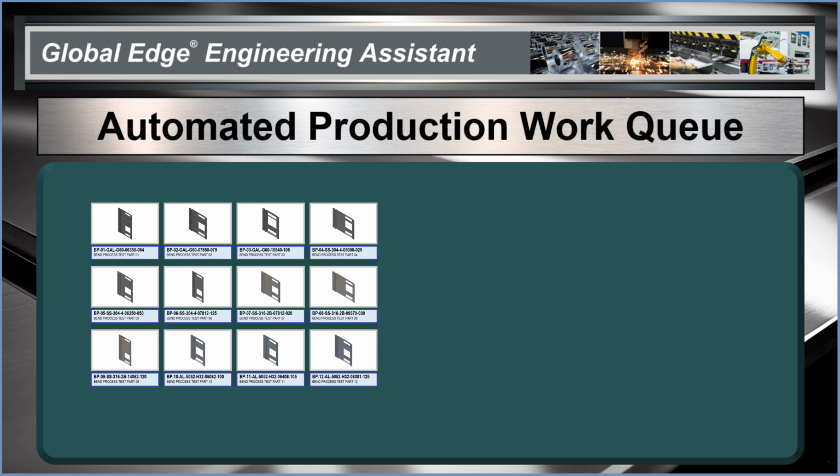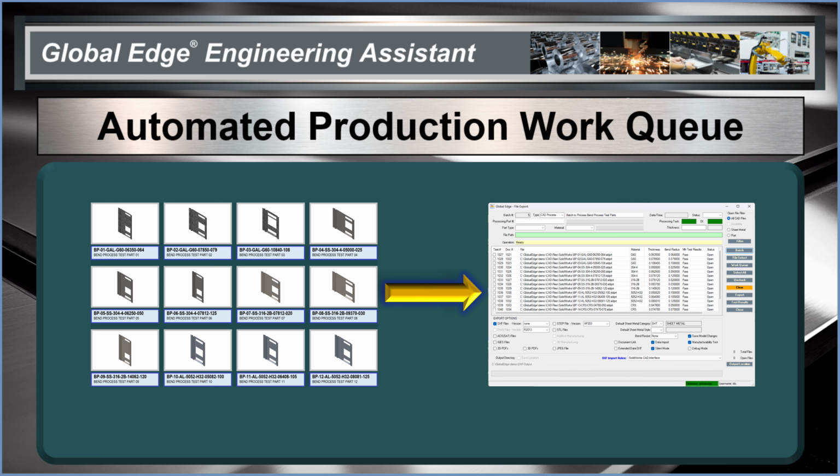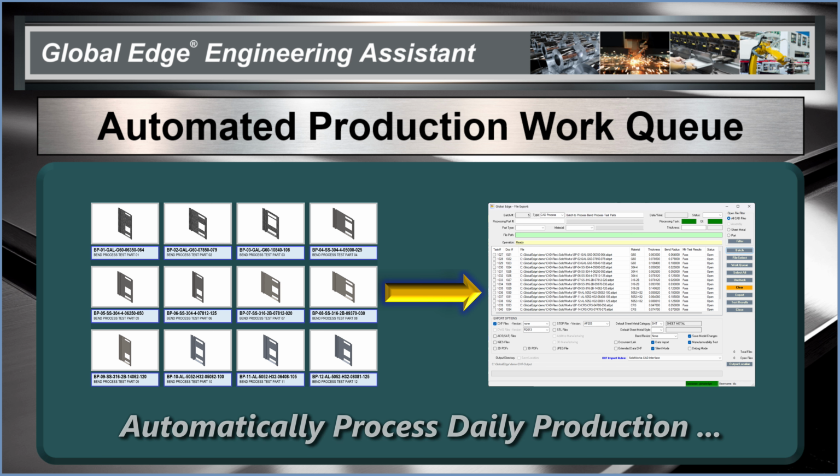The automated production work queue allows you to queue up your CAD models for processing, and optionally integrates with your ERP and MES systems, to process production without human intervention. As your daily orders are queued up, the software automatically matches each part with the proper bend process. As the Global Edge software executes, a manufacturability test is performed to make sure the part can be successfully fabricated.